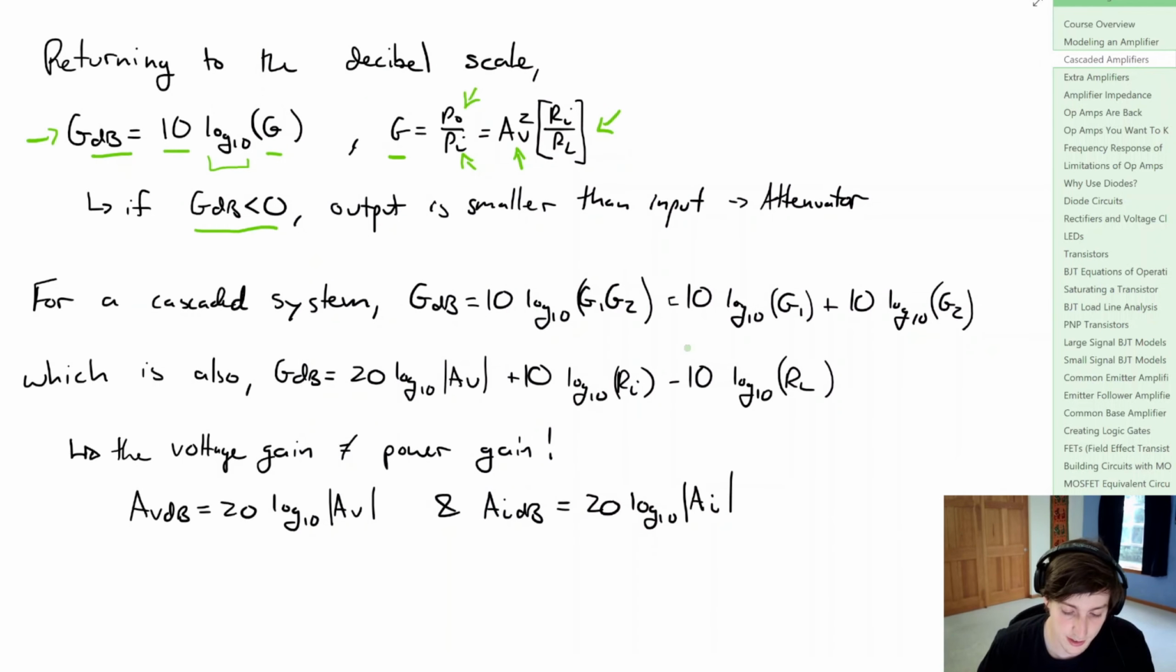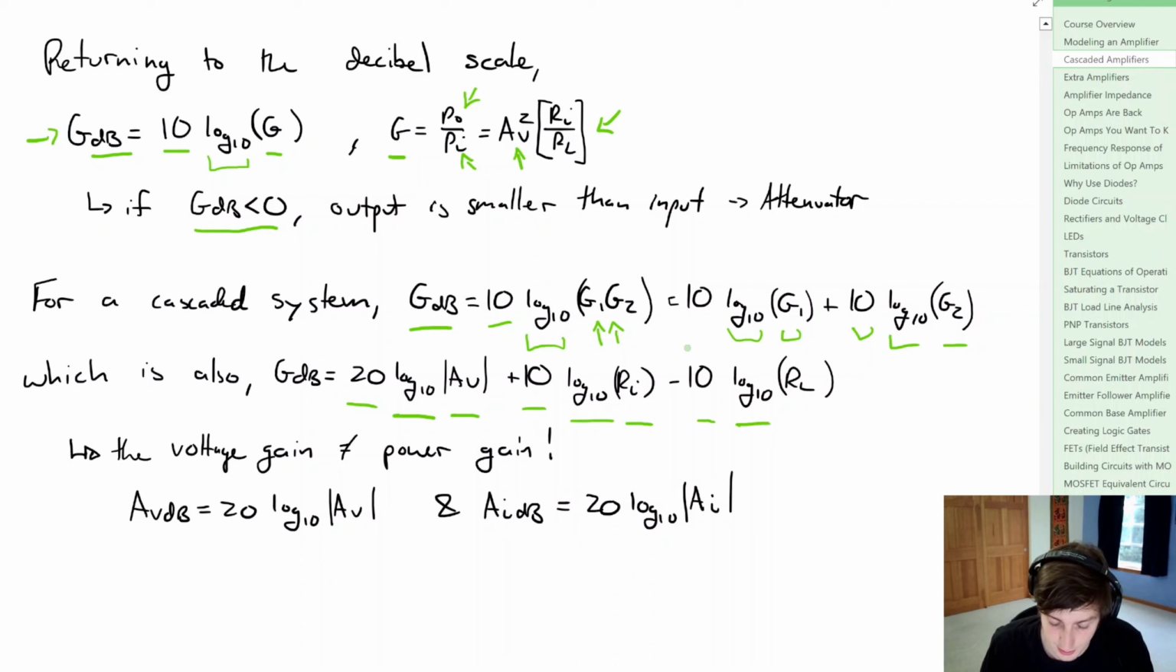Now for a cascaded system, we can look at GdB, which is again 10 times log base 10, and then the product of G1 and G2, which by our rule of logs, shout out to Paul Bunyan, we can break that up into 10 log base 10 with G1, and then 10 log base 10 of G2. And this is going to be equal to 20 log base 10 of our voltage gain, plus 10 log base 10 of our input resistance, and then minus 10 log base 10 of that load resistor right there.